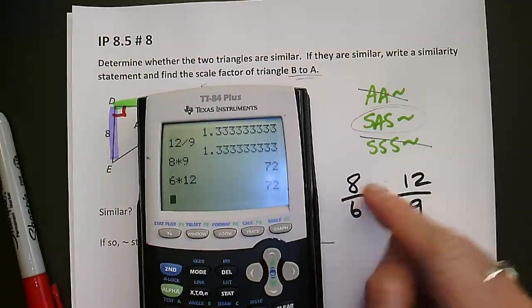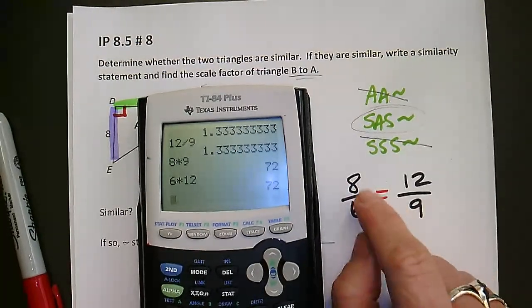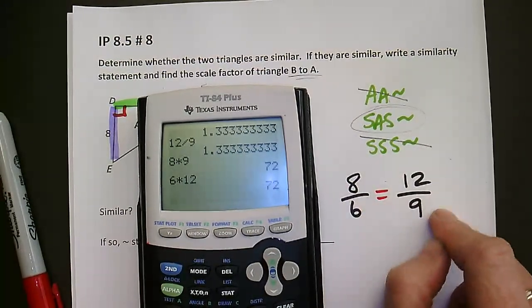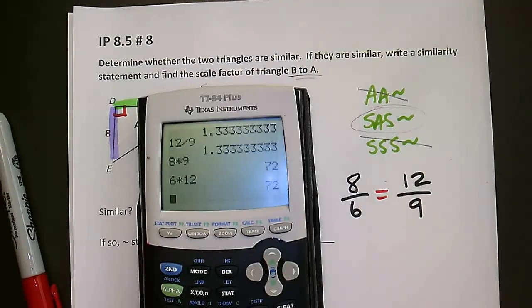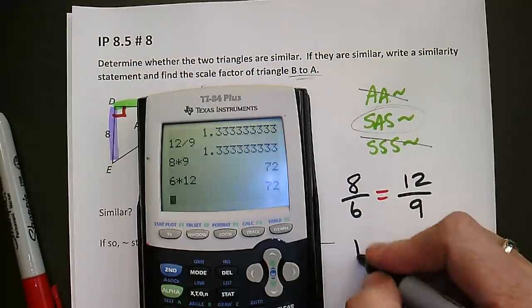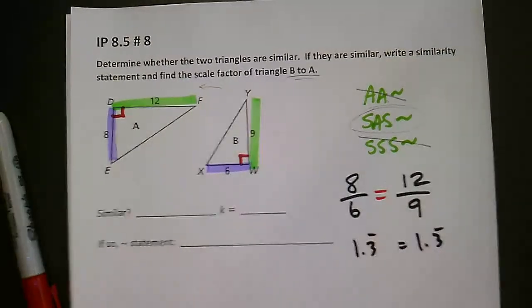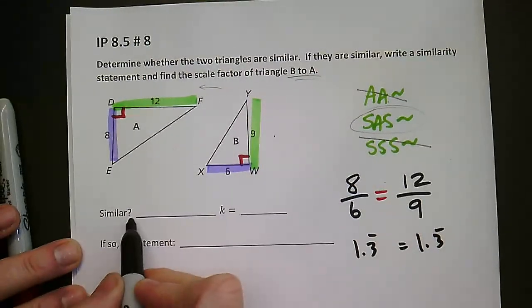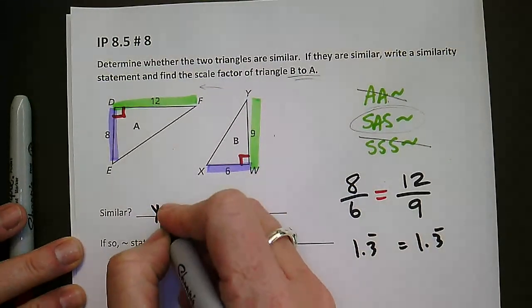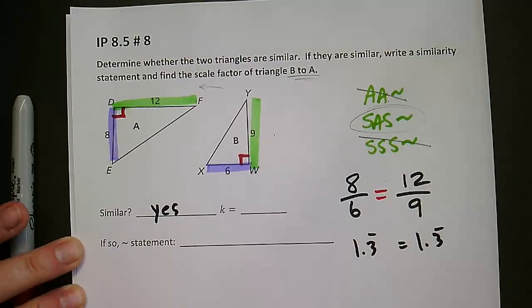I could also simplify these fractions. 2 goes into both of these numbers, so this becomes 4 over 3. 3 goes into both of these numbers, it becomes 4 over 3. Lots of different ways to do it, but they're definitely equal. So because they're proportional, they are similar. So, it's similar with a question mark. Here it's yes or no. Yes, they are similar.